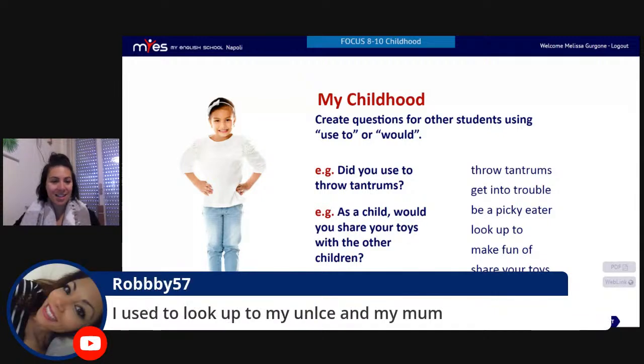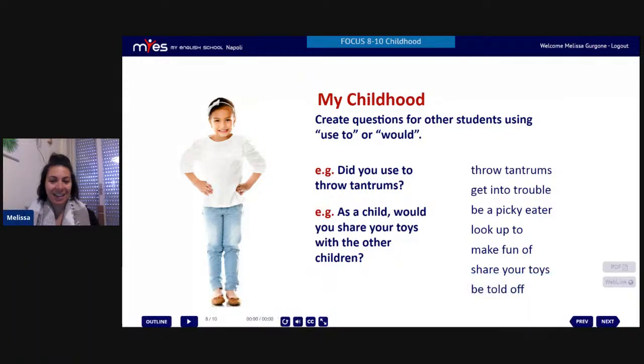Okay, fantastic example here, Robbie. Yes, I used to look up to my uncle and my mum. Lovely, lovely.